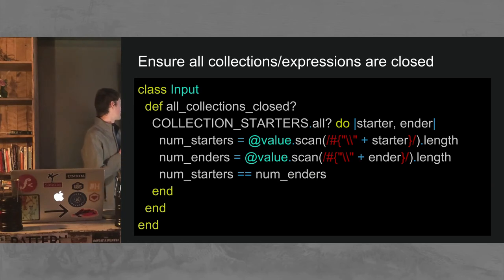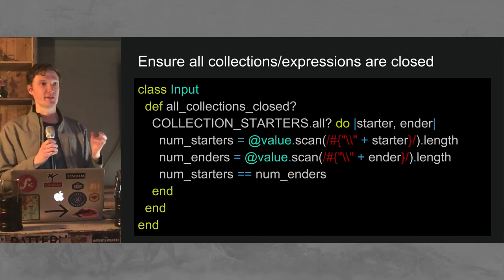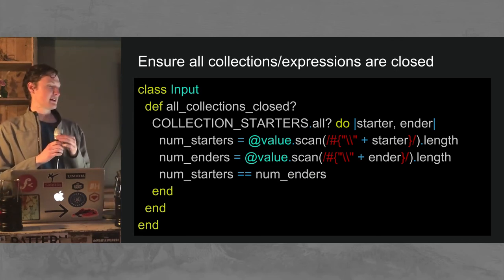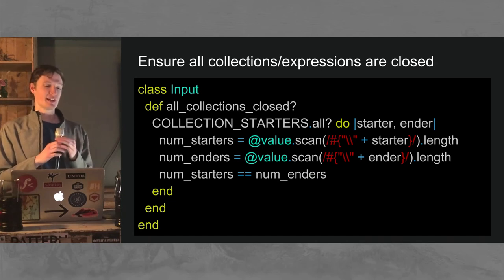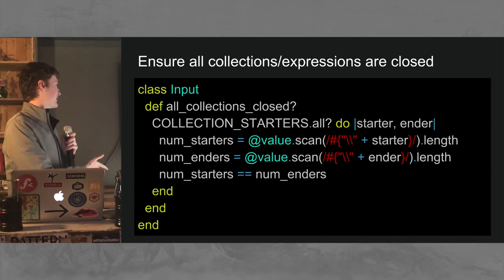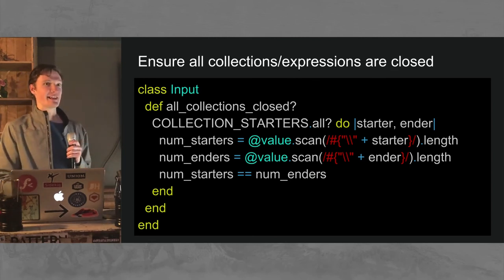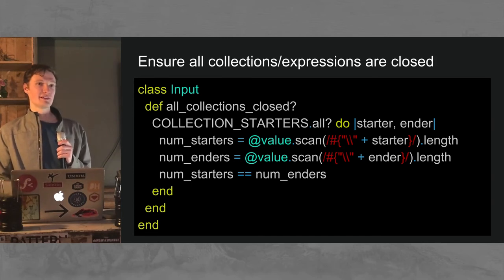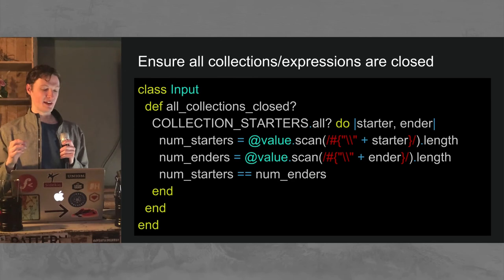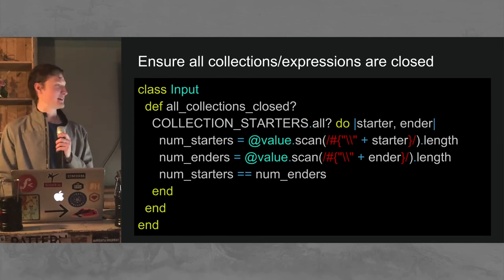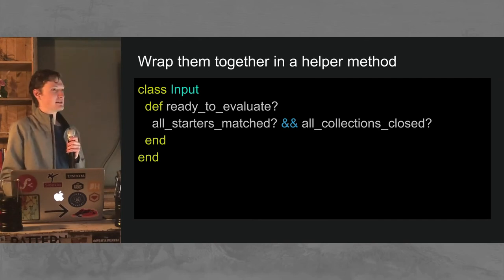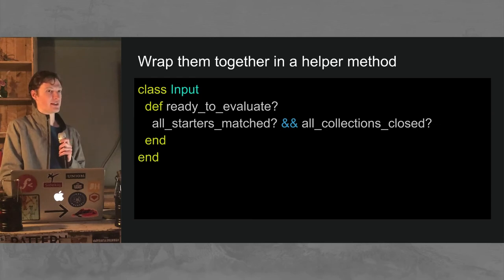We're going to see if the number of starters is equal to the number of ends, and if so, then we're going to use this all method, which just says, is every single value in this array truthy? So that means that if one of the collection starting keywords does not have the associated ender, then this will evaluate to false. I did just realize that if I accidentally put two enders, then it will not evaluate still, which is not great, but it's an MVP. Anyway, then I wrote a top-level helper method that checks if all the keyword starters are matched and all the collection starters are matched.